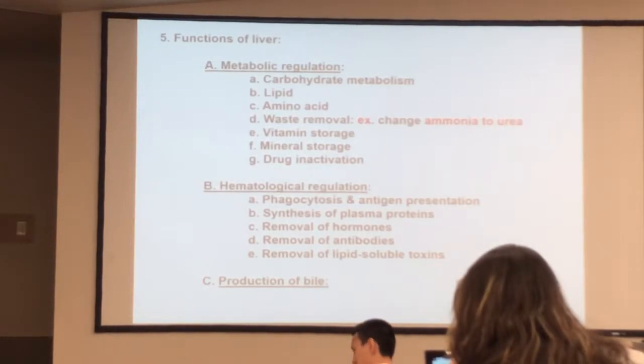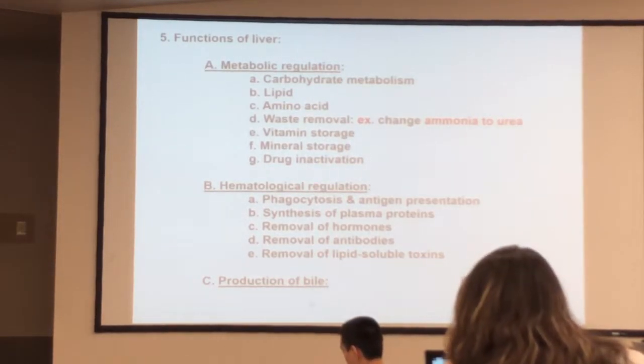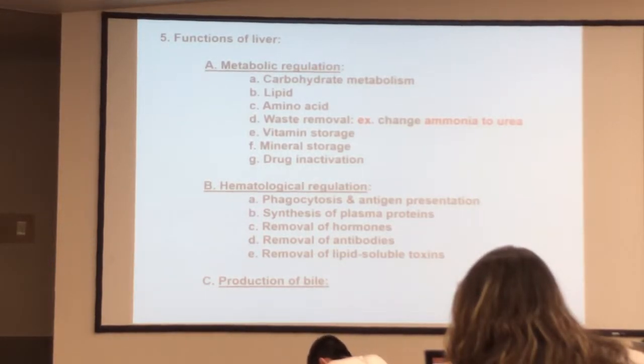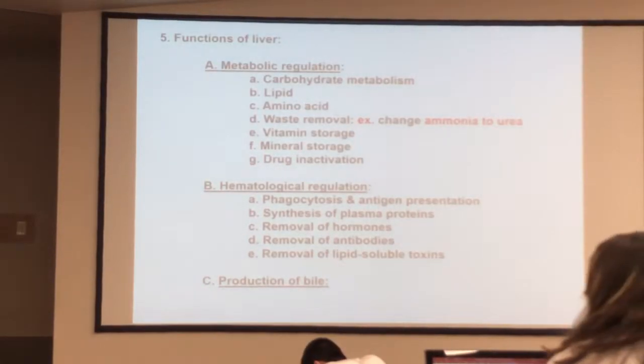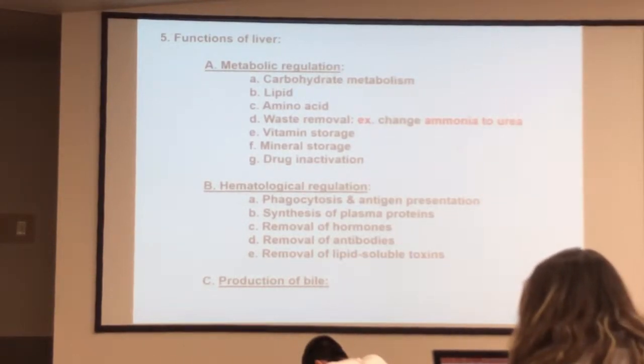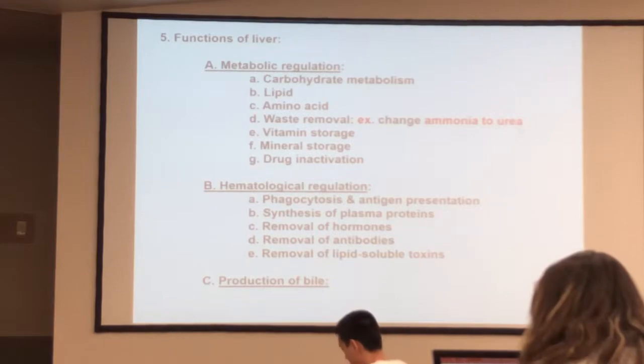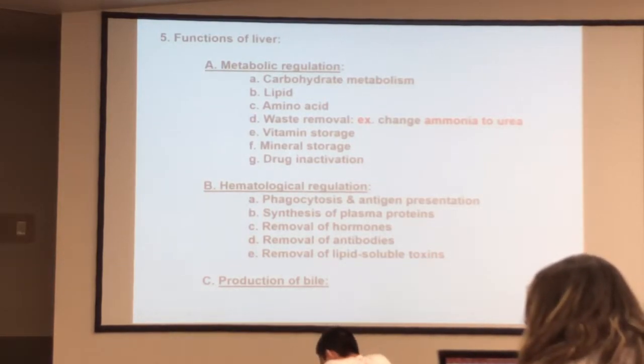Function of the liver: a lot of functions, but the most important is to produce bile to help digest lipid. Also very important for metabolism. They can deposit glucose, becoming glycogen, right? Deposit lipid, deposit amino acid, and can remove waste, converting ammonia, which is very toxic, to urea, which is less toxic. Also vitamin and mineral storage, like iron.